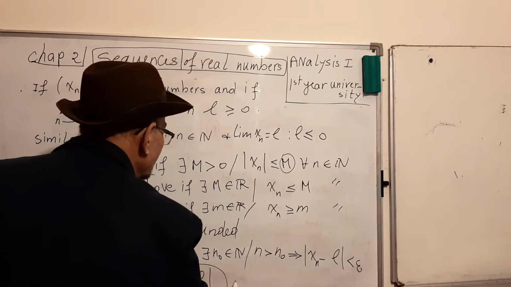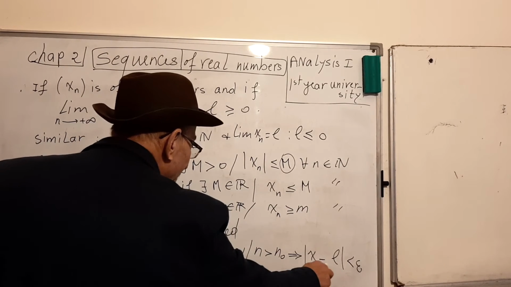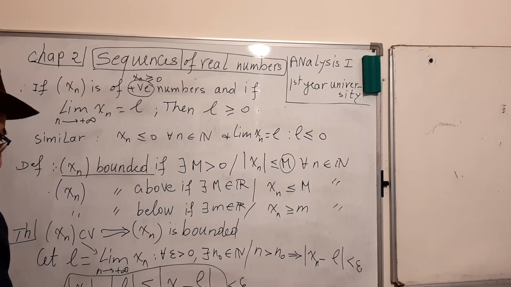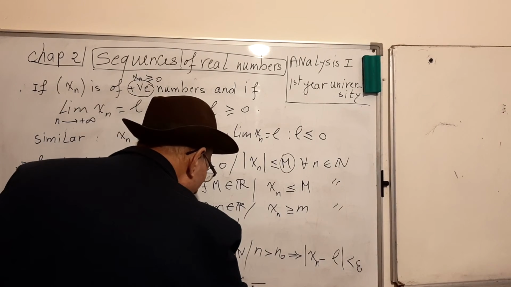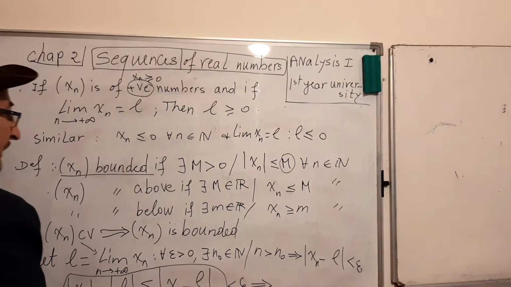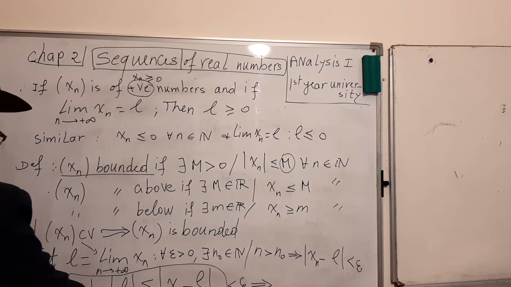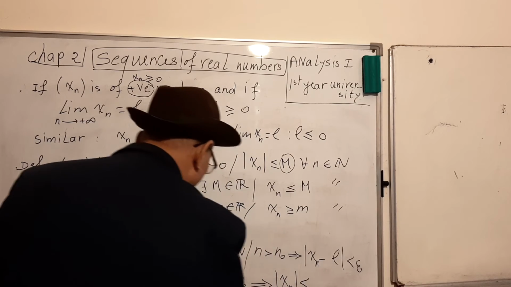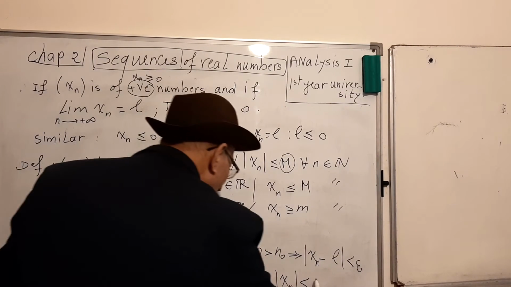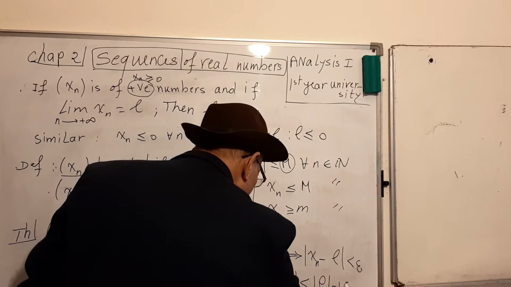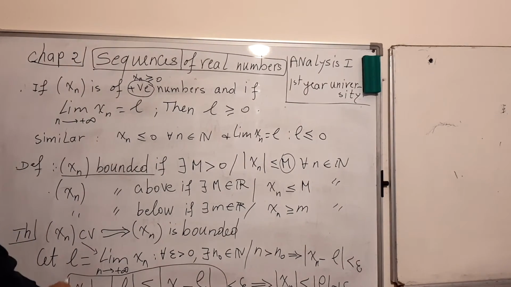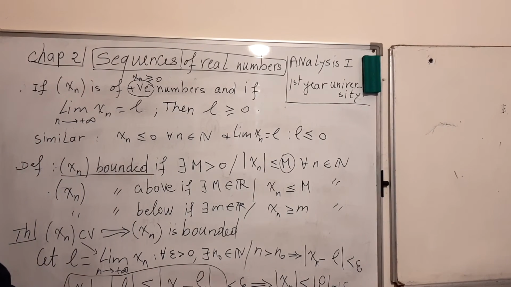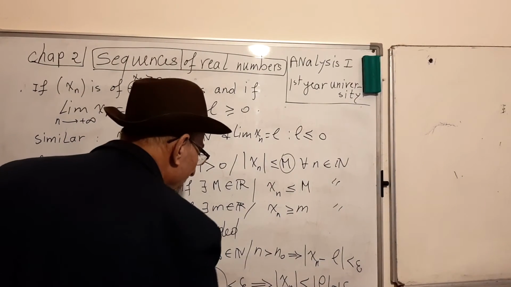So the absolute value of xn minus L less than epsilon implies the absolute value of xn is less than the absolute value of L plus epsilon. The absolute value of xn minus the absolute value of L is less than epsilon, so the absolute value of xn is less than |L| plus epsilon.